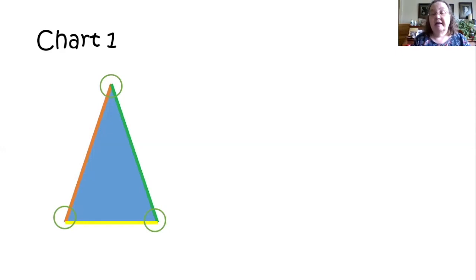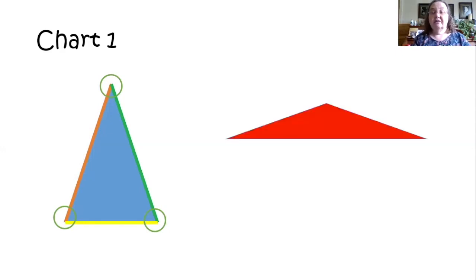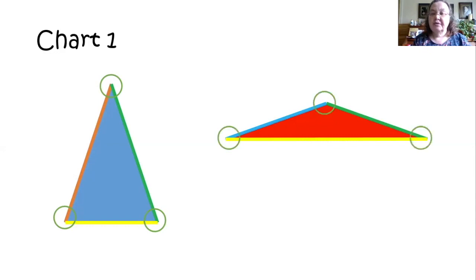Oh, can you make an angle that looks different? I'm going to make my angle look different. Whoa, that looks way different. Let's count to see if it still has 3 sides. 1, 2, 3. And does it still have 3 angles or vertices? 1, 2, 3. Oh, it sure does.